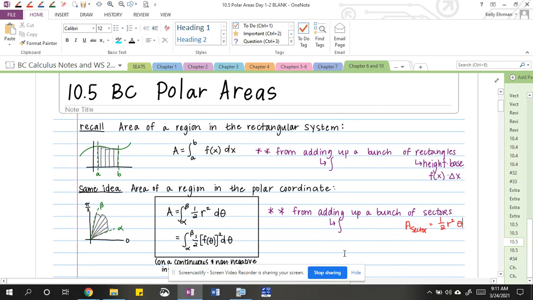All right, we are in our last section for new content. So 10.5 is the last section. We've got 2 days of notes left, and we're talking about areas.